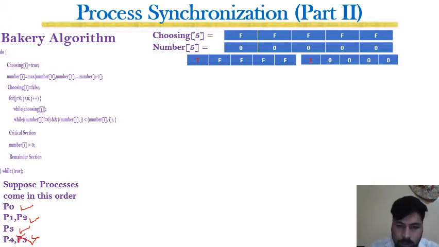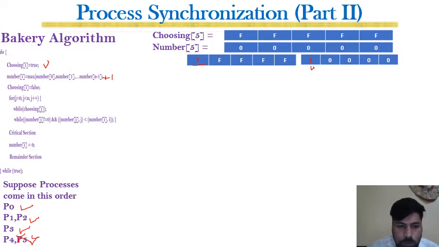For example, whenever P0 comes, then choosing at i becomes true. So choosing at 0 becomes true, right? Because it is process number 0, P0, so choosing at 0 becomes true. Similarly, number at i becomes the maximum in the array plus 1. Sorry, this one had been forgotten here. So number at i, or number at 0, it means at this position.